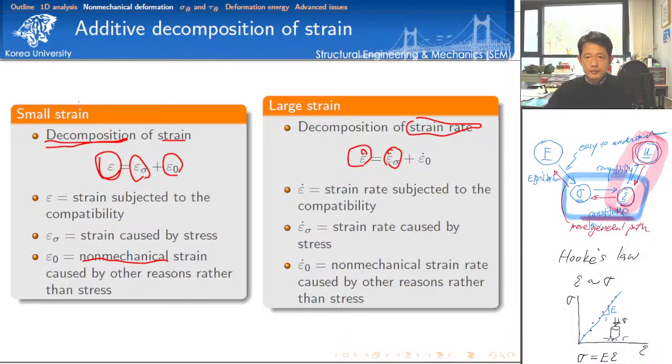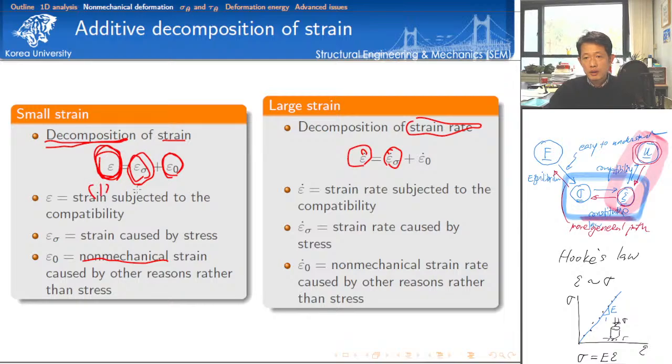So let's look at here. This is the total strain that we measure in the current structures or solid mechanics systems under consideration. But this total strain is composed of the strain from the stress and the strain from other effects. Let me ask you a question. If you want to discuss displacement compatibility, what strain do we have to use? What is compatible with the displacement field?